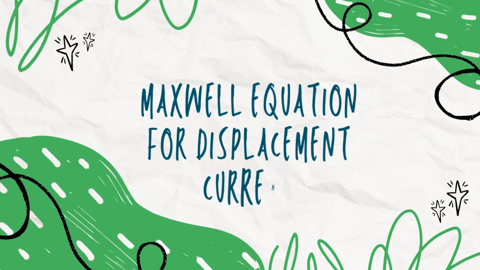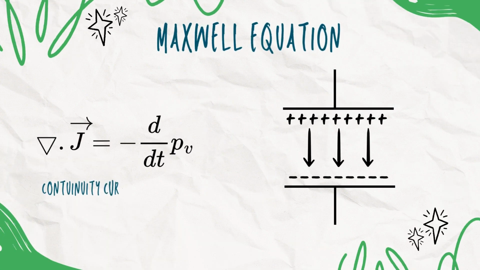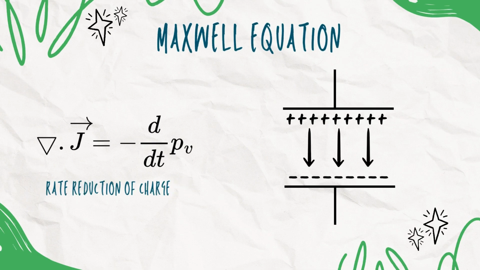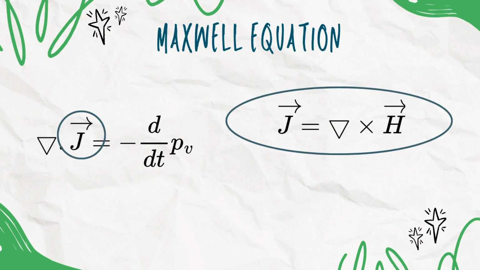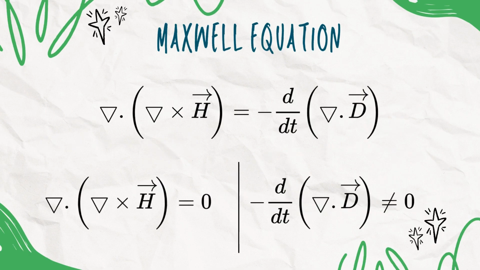So we continue to Maxwell's equation for displacement current. We start with the continuity current equation, which is divergence of J equal to negative d over dt of rho v, which is the rate of reduction of current. So this J is equal to the curl of H. Within this form, from Gauss's law, rho v is equal to divergence of D, the flux density. So we substitute it and we get this equation.